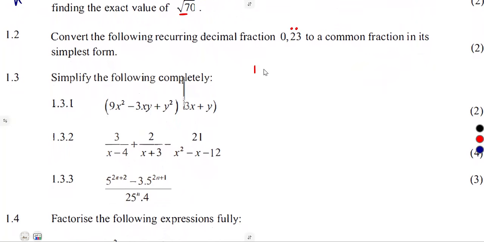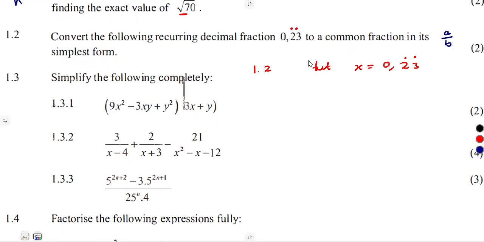All right, so that's our 1.2. So we're going to let our x in that case be equal to 0.23 repeating, as given. So we need this to be written as a common fraction a over b to show that it is a rational number.